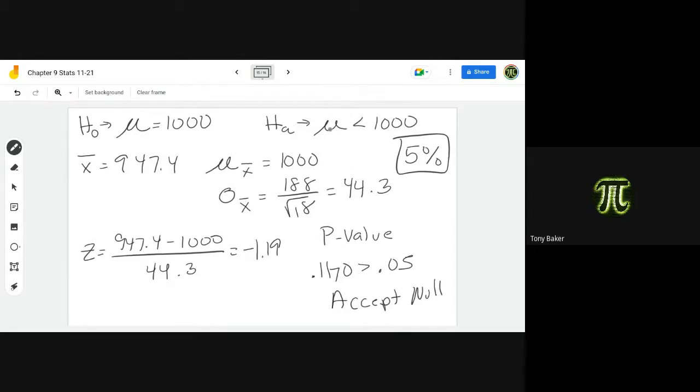And you also can tell this by looking at your alternate hypothesis. If it was less than, it's going to be a left tail test, so you're on the negative side. If it's greater than, you're on the right side, so you're looking at the positive side. But the z-score will also tell you that it's negative, so you're looking on the negative side.